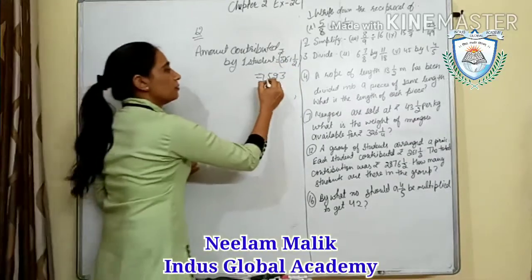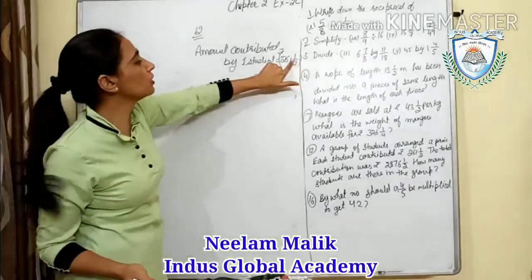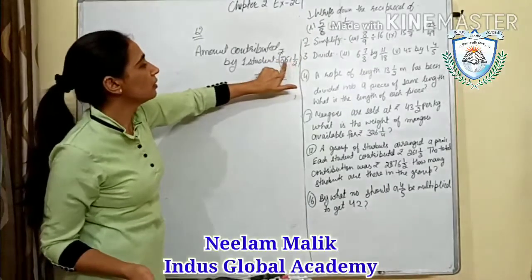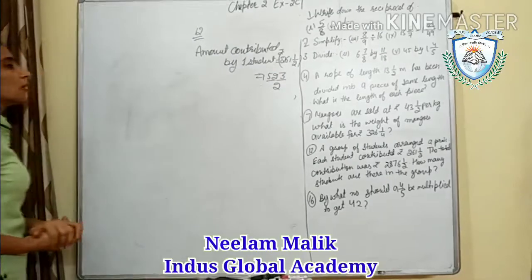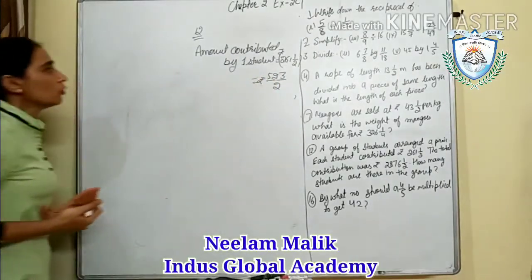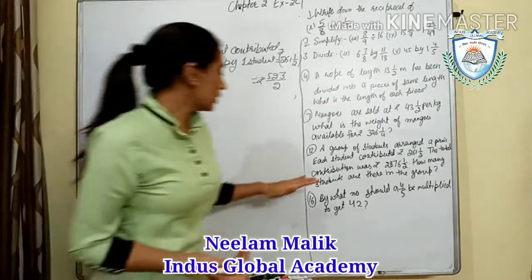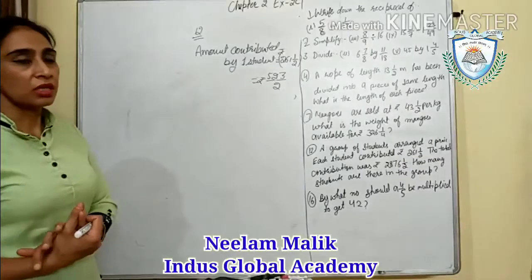Divided by 2. 2 1s are 2, 1 will be added. 12 as it is, and this 5. Now this is in rupees. Now what is given next? Here is given contribution. Total contribution is also given.